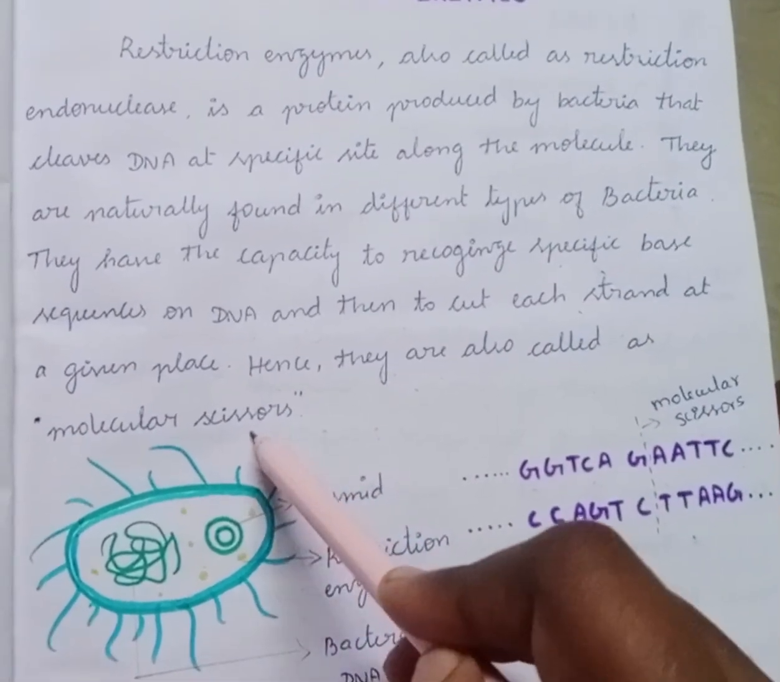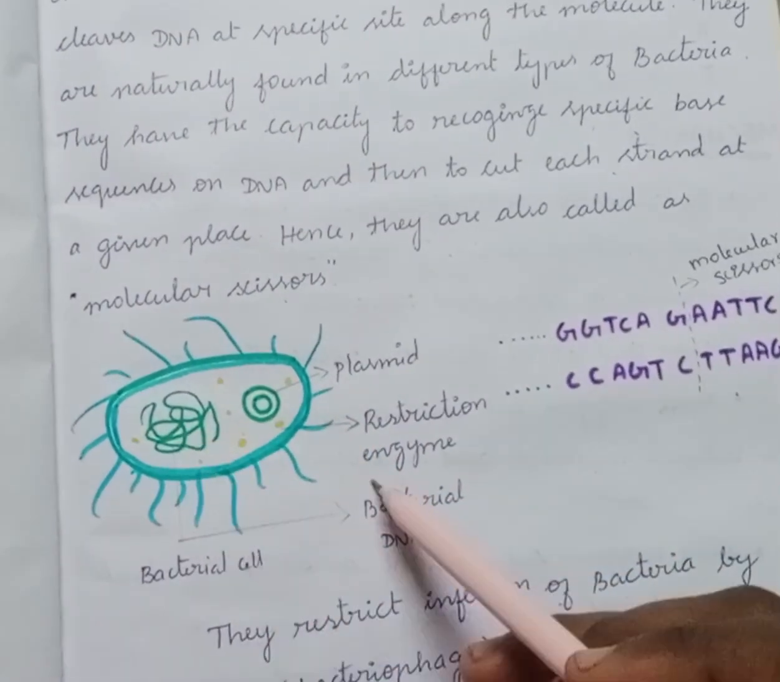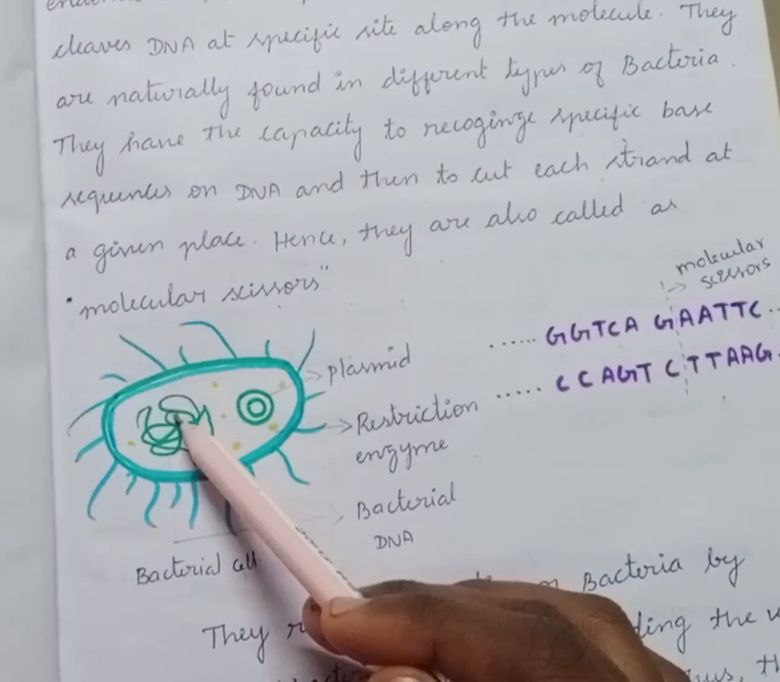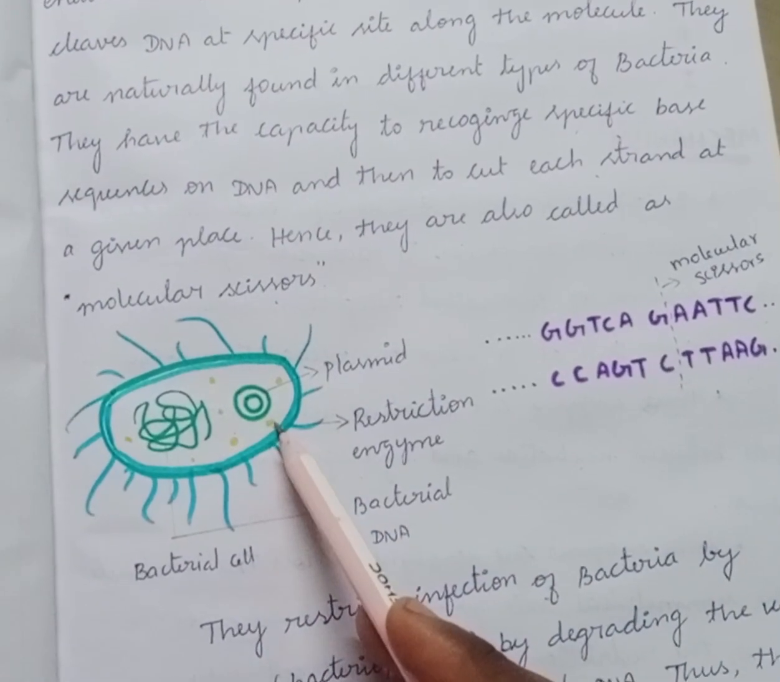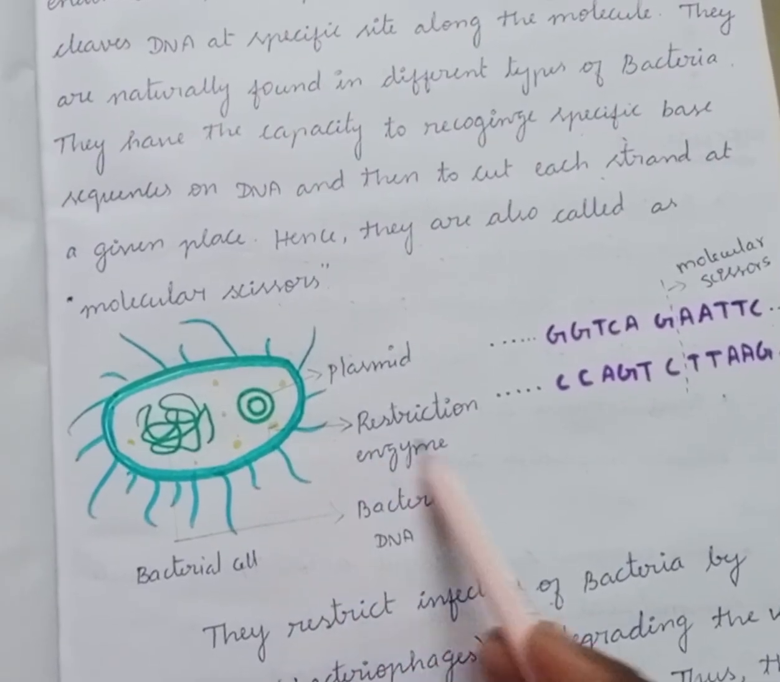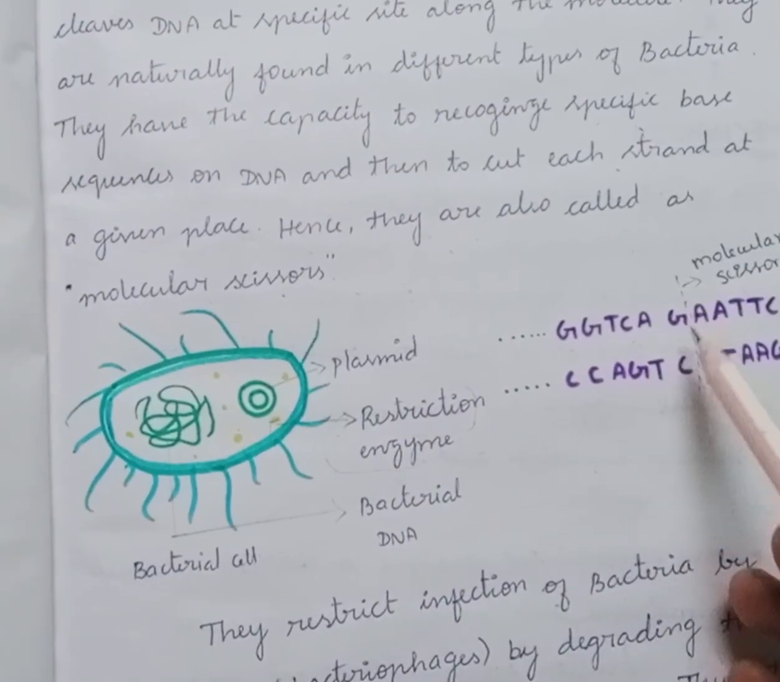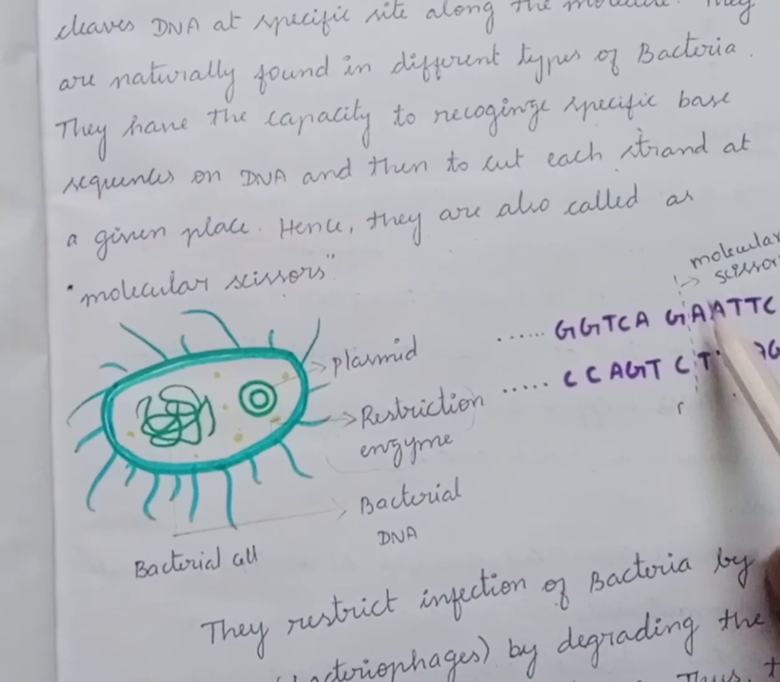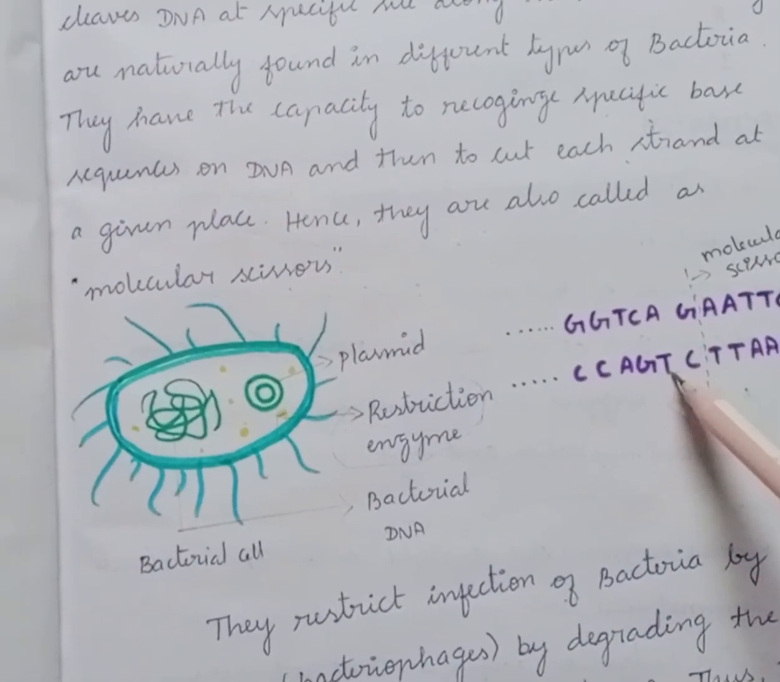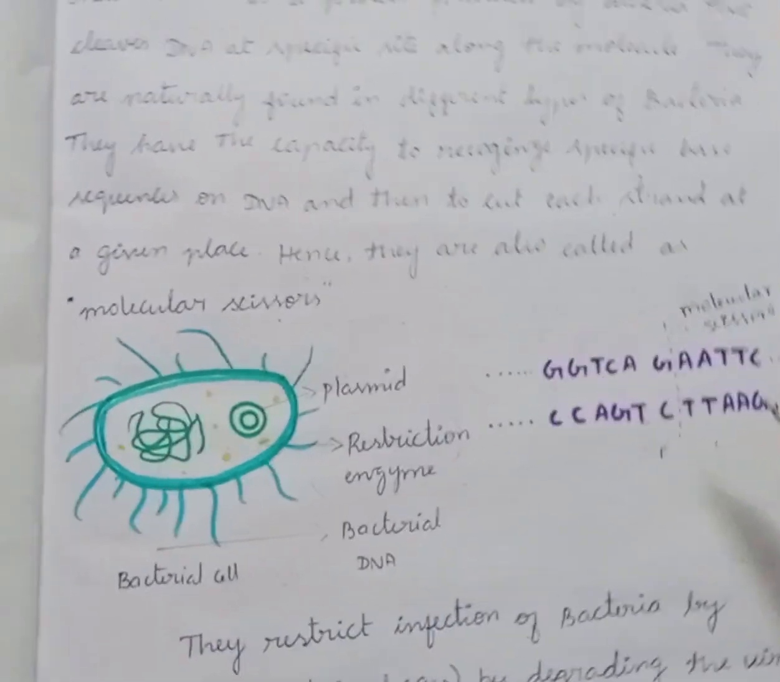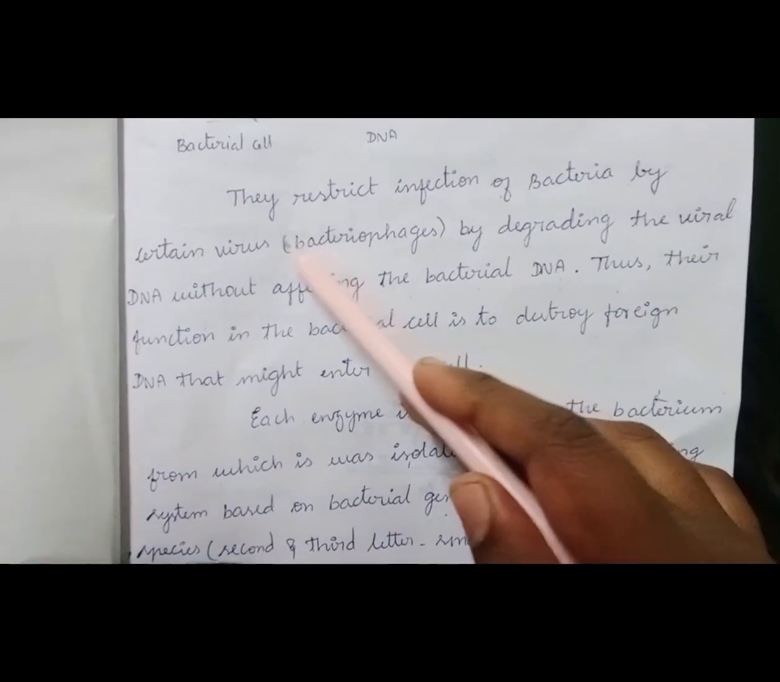Let's see it with an example. Imagine a bacterial cell containing bacterial DNA, plasmid, and lots of other components like proteins and enzymes. A small part of the bacterial cell is occupied by restriction enzymes. Restriction enzymes are used to cut the human DNA genome, hence they are called molecular scissors, and they are applied in genetic engineering, gene cloning, etc. They also restrict infection of bacteria by certain viruses, bacteriophages.